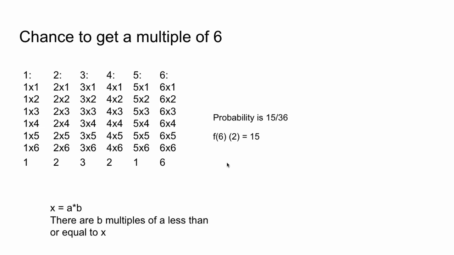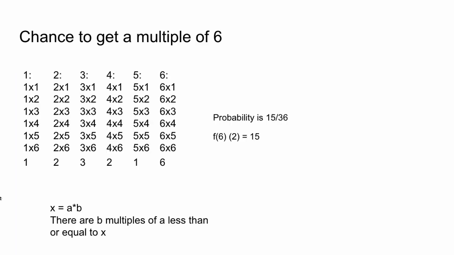Okay. So just as a general example, imagine a number x that's a multiple of two numbers a and b. If I ask how many multiples of a are there less than or equal to x, the answer is going to be b, because this is a times b. This question is the same as what's happening here. Maybe that makes sense, I don't know, but I think it explains this.